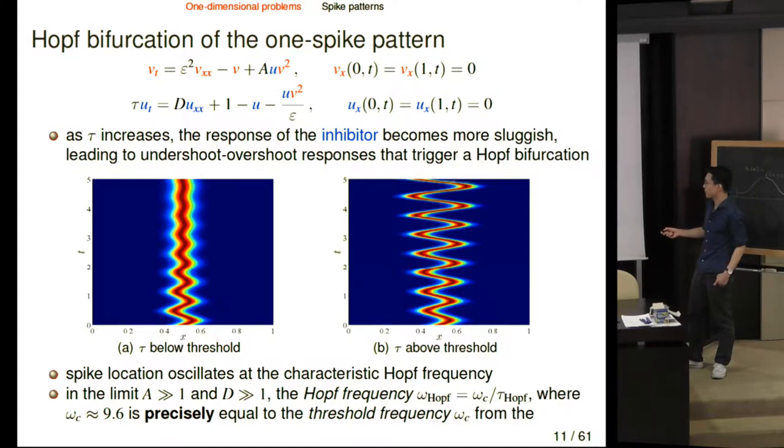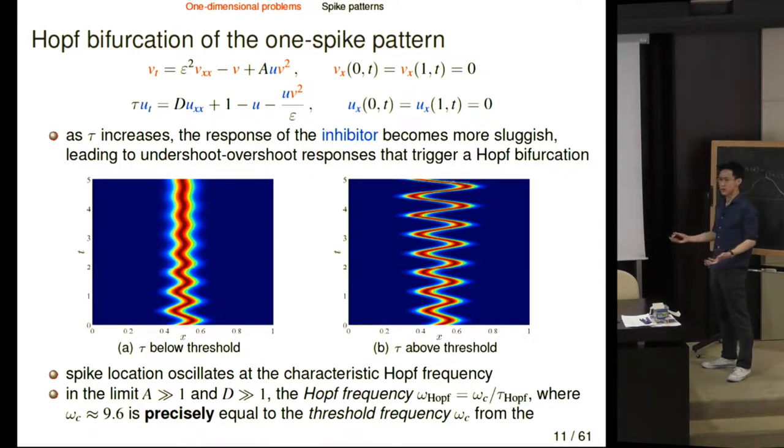And it oscillates at some characteristic Hopf frequency. In the limit that A is very large and D is very large, this U kind of goes away, and the Hopf frequency equals this. Okay, so we're in slow time here. Tau is order one over epsilon squared. But this omega c, the oscillation in slow time, is exactly the same as that optimal threshold frequency in the MFPT case. So you can see there's this optimization problem and the correspondence to the spike dynamics.